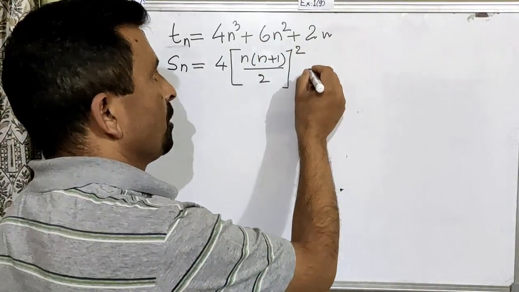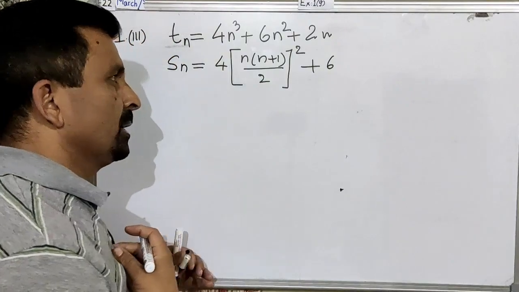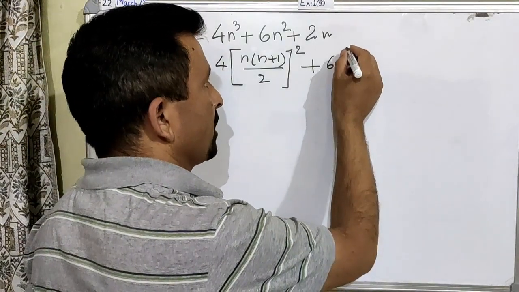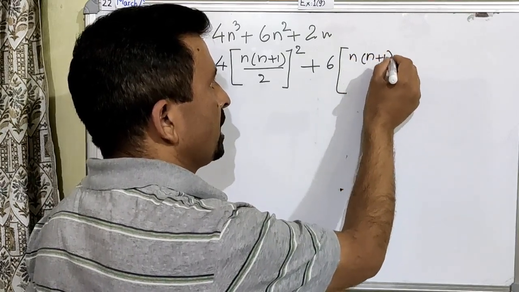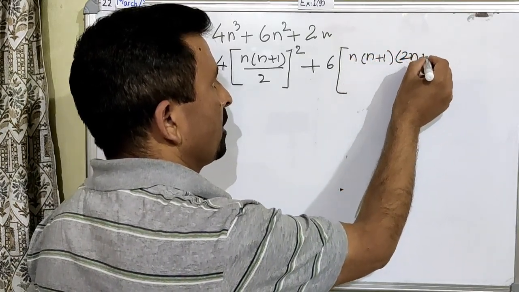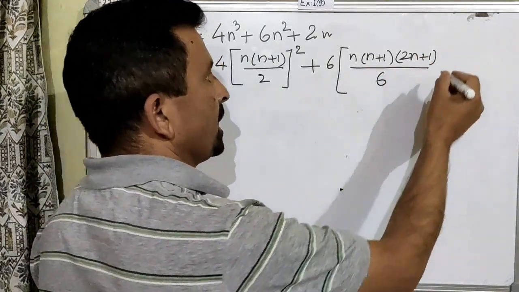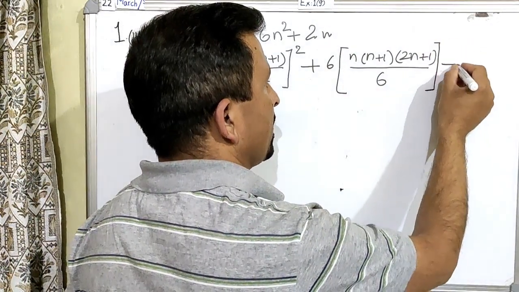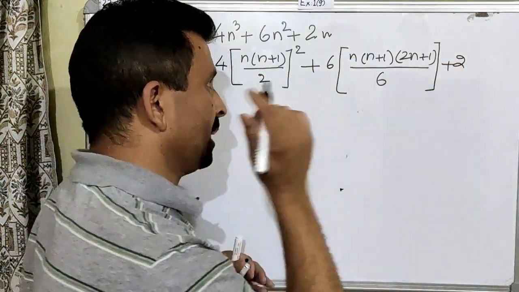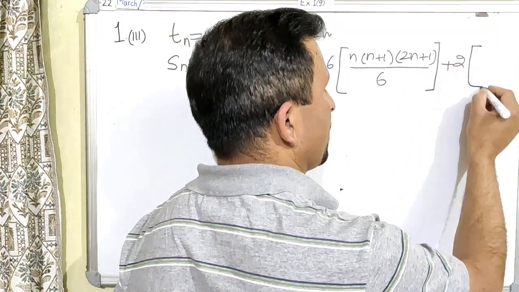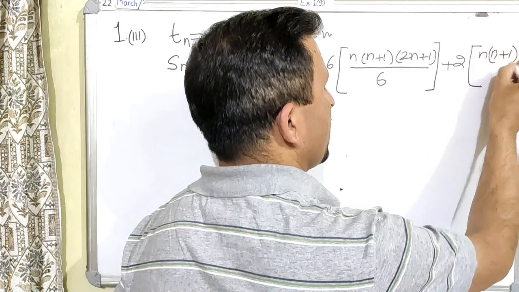Clear? Now plus the next term is 6n square. Sum of n square is the sum of the squares of the first n natural numbers. The formula for this one is n into n plus 1 into 2n plus 1 divided by 6. This is the formula for the second term. And the third term is 2n. Sum of n is the sum of the first n natural numbers, and the formula is n into n plus 1 divided by 2.